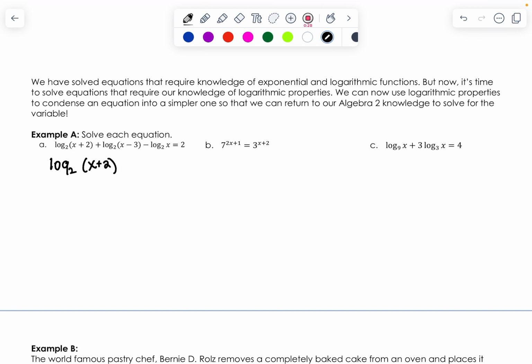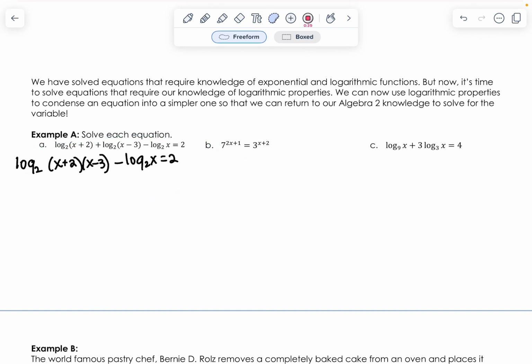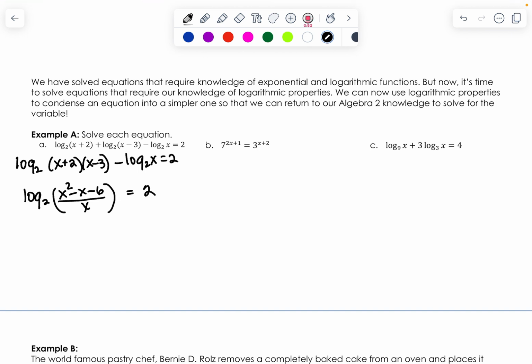and slowly, is I'm going to condense the first two logarithms as a product, okay? Then I'm going to multitask here. I'm going to go ahead and expand that and make that x squared minus x minus 6. But then I'm going to divide by the x. So I'm going to take care of this logarithm. So when you take one log divided by another log, that is the quotient. So now I'm going to go from logarithmic form to exponential form.